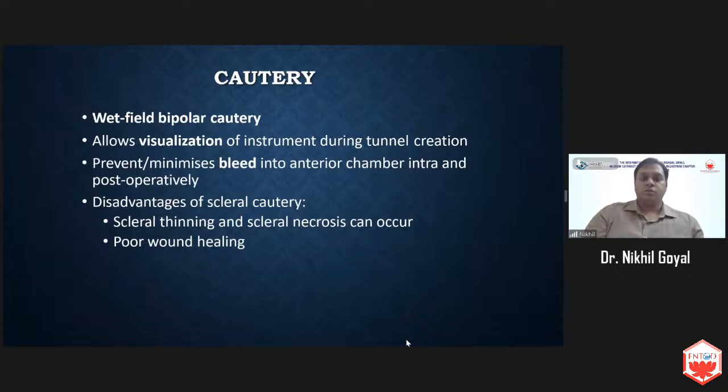Cautery allows us visualization of the instrument while creating the tunnel, and also minimizes bleeding into the anterior chamber intra- or postoperatively. We have to keep in mind that we do just a judicious scleral cautery, not too excessive, not too little, because excessive scleral cautery can cause scleral thinning or necrosis and also leads to poor wound healing.